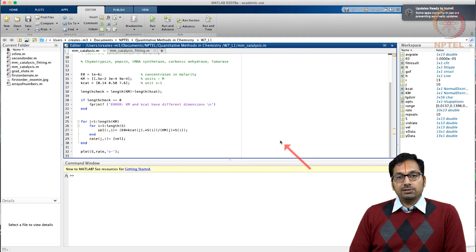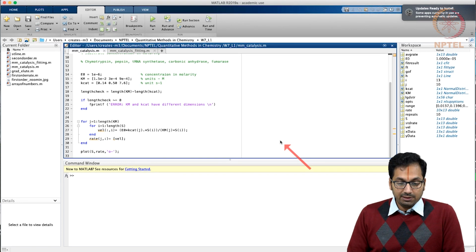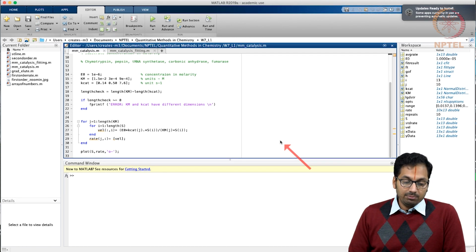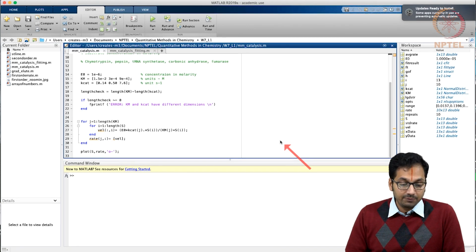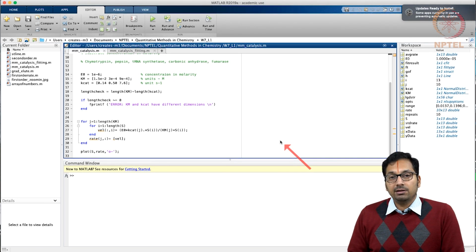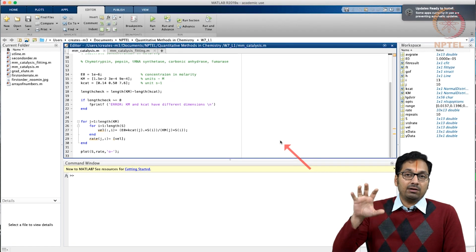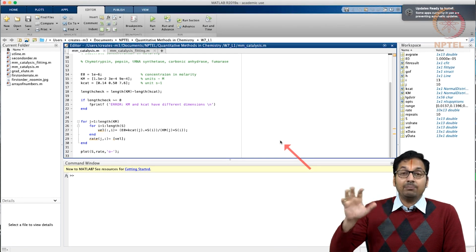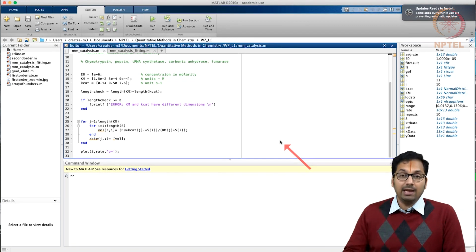Welcome to the next lecture in the series Quantitative Methods in Chemistry. In the last class, we were able to see how using MATLAB we could simulate curves that are not just linear curves but also something slightly complicated like the Michaelis-Menten curve. And we also realized that once the curve has been simulated, we have a better way of guessing whether we are sampling the right concentrations for a given Km and Kcat.